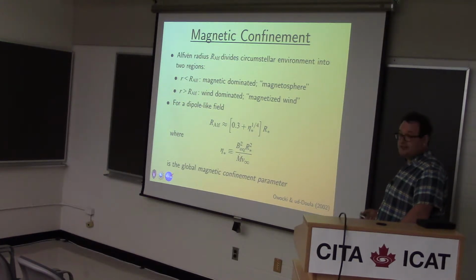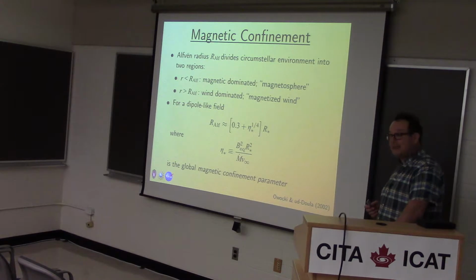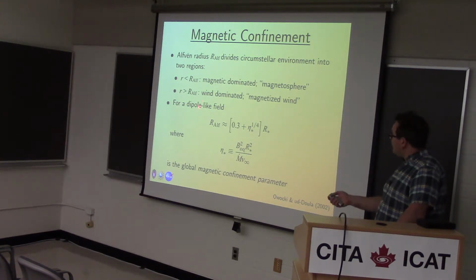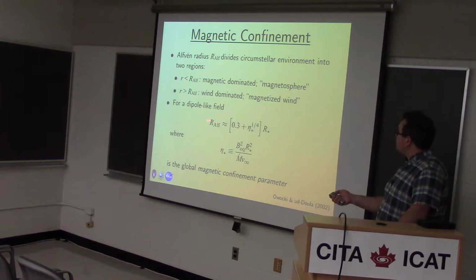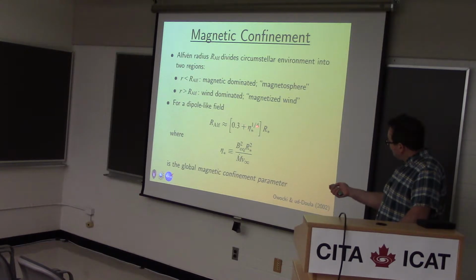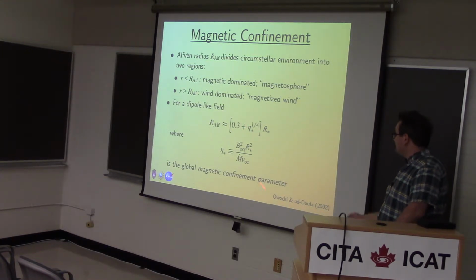Conversely, outside the Alfvén radius, the situation is flipped. The magnetic field is kind of floppy, like overcooked pasta, so English pasta. And the wind stretches the magnetic field out, typically into a radial configuration. For a dipole magnetic field, we can express the Alfvén radius as a function of the stellar radius using this expression, which includes something we call the magnetic confinement parameter. This was originally introduced by ud-Doula and Owocki, and it characterizes the ratio of the magnetic and wind kinetic energy densities back at the stellar surface.